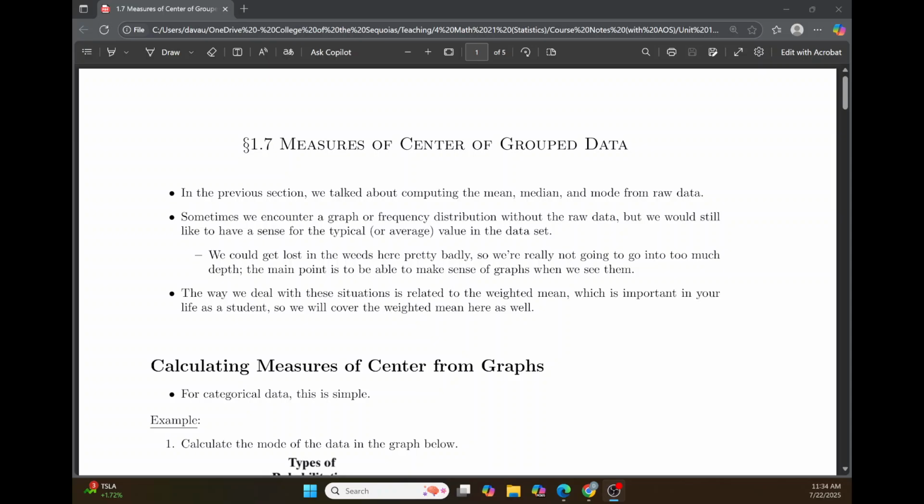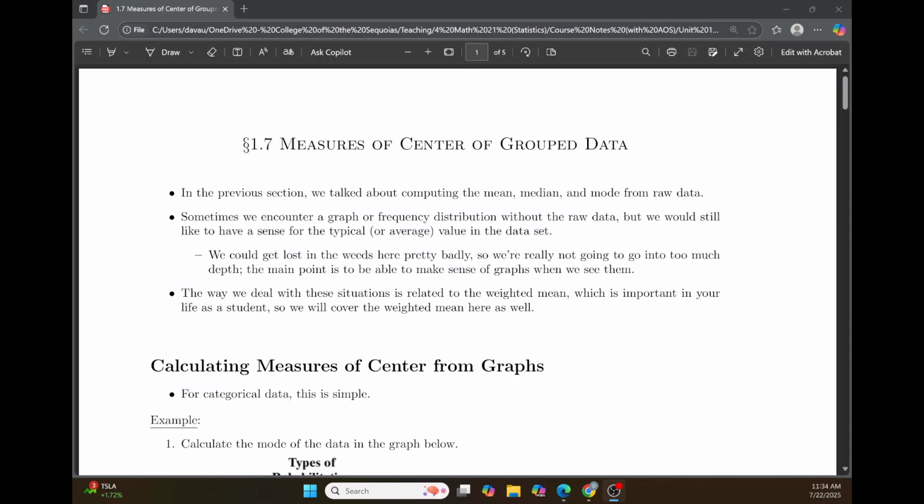The first is, as I said a second ago, I want you to be able to make sense of graphs. As you're looking at graphs, I want you to have a good feeling for what the typical value in the data set is, okay? And in my experience, I think that for some of you, that's a very intuitive thing. And so you may not even need this section, but for a lot of you, in my experience, this is not an intuitive thing, and you kind of need a little bit of guidance to help inform your intuition. And so anyway, that's what this section is about.